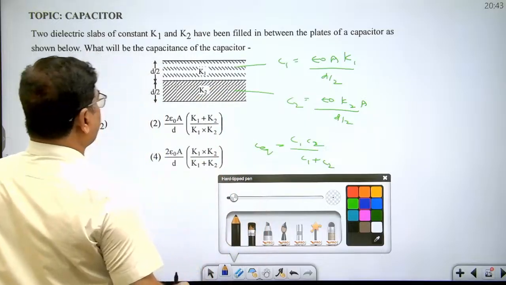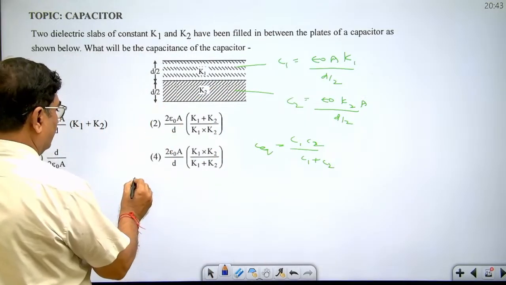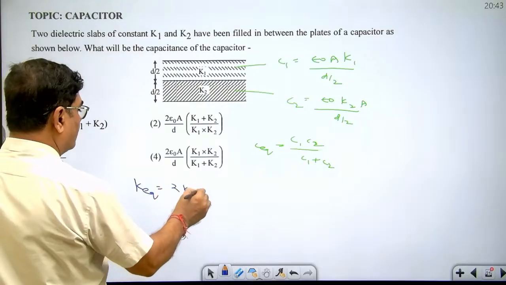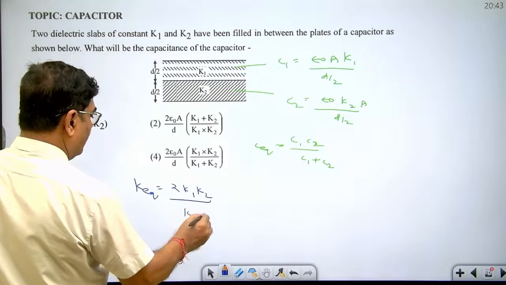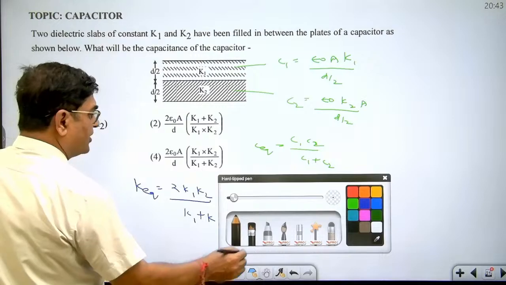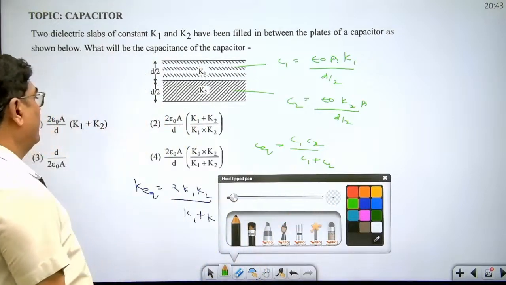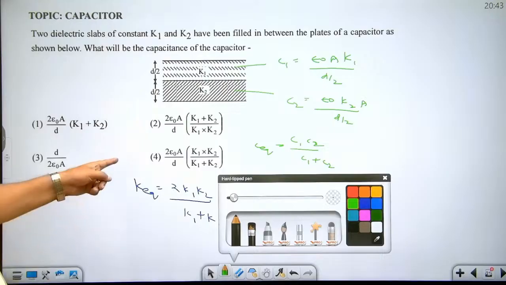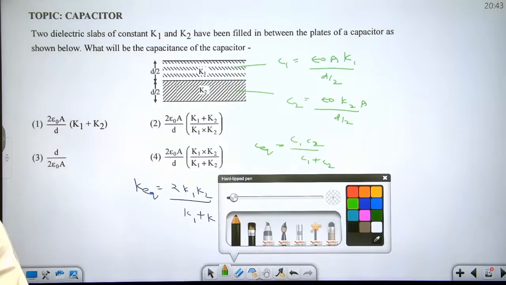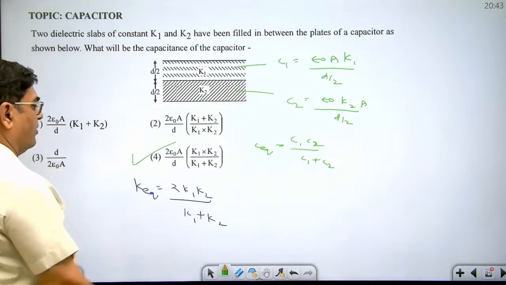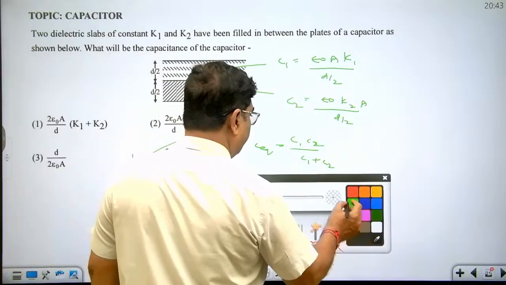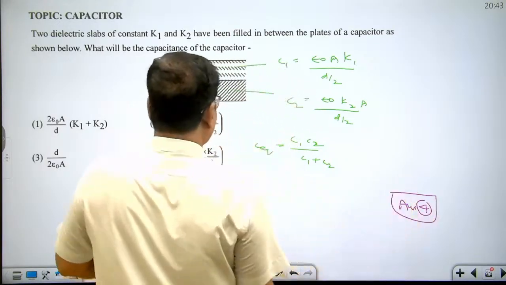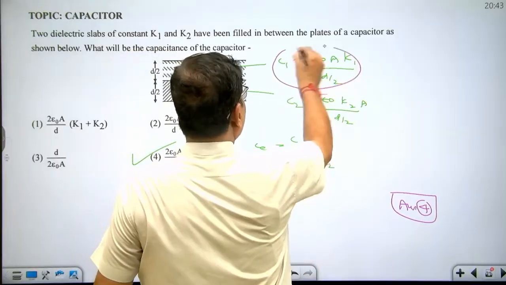Whenever capacitors are connected in series, the dielectric constant is the harmonic mean. So dear student, K equivalent is 2 K1 K2 upon K1 plus K2. So in this case, C equivalent will be epsilon 0 A upon D into K equivalent, so epsilon 0 A upon D into 2 K1 K2 upon K1 plus K2. Option 4 is the correct answer, okay? Otherwise, you can solve the question like this also, no problem.